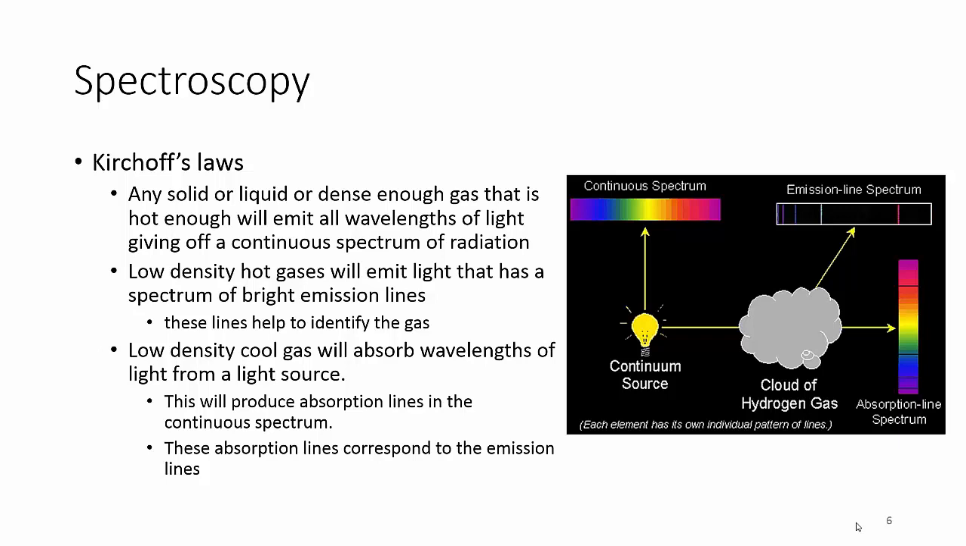So low-density hot gases emit light that has a spectrum of bright emission lines, and low-density cool gases will absorb wavelengths of light from a light source. So again, hot, it will give off lines, emission lines. Cool, it will absorb it, so it'll give off absorption lines.